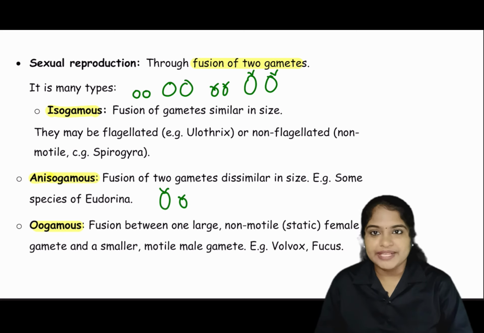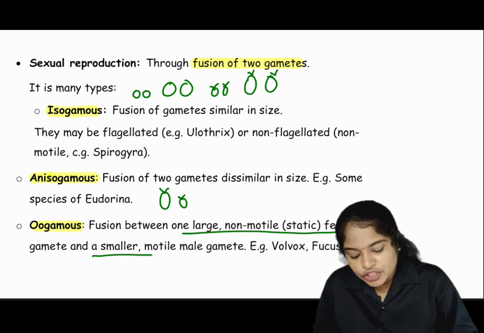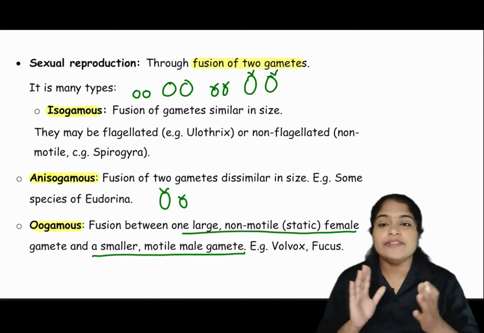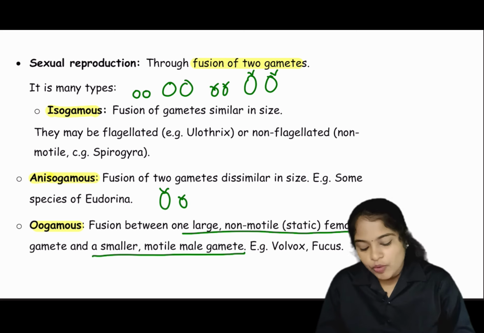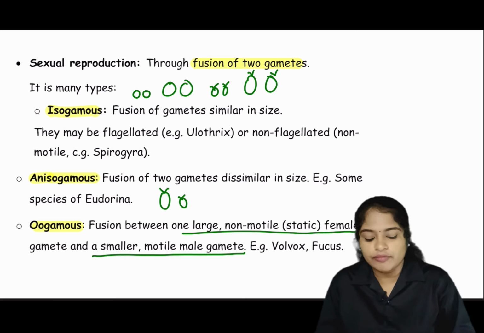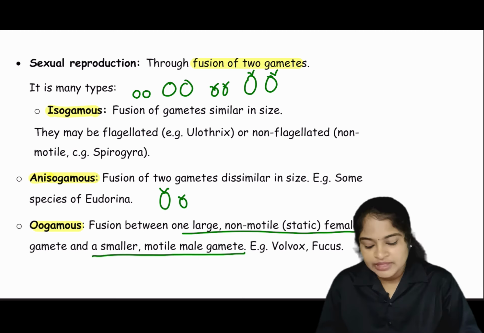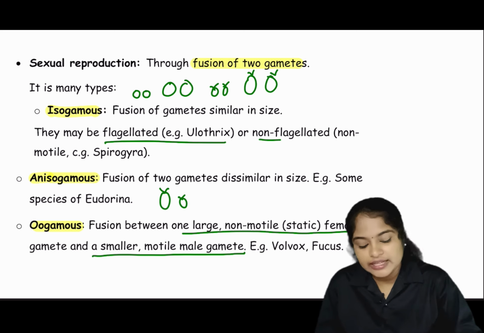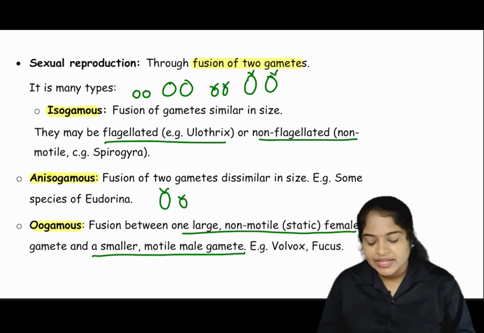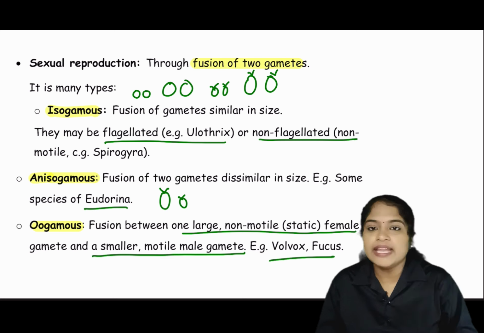Now coming to oogamous. What is oogamous? In oogamous, there is one large non-motile female gamete and one small motile male gamete. Like we know that in humans the male gametes, that is sperms, are motile and small, and the female gamete is large and non-motile. In the same way, oogamous in plants is the fusion of one large non-motile female gamete and a small motile male gamete. An example of isogamous is Ulothrix, which is filamentous, and Spirogyra. Coming to anisogamous, an example is Eudorina, and for oogamous, examples are Volvox and Fucus.